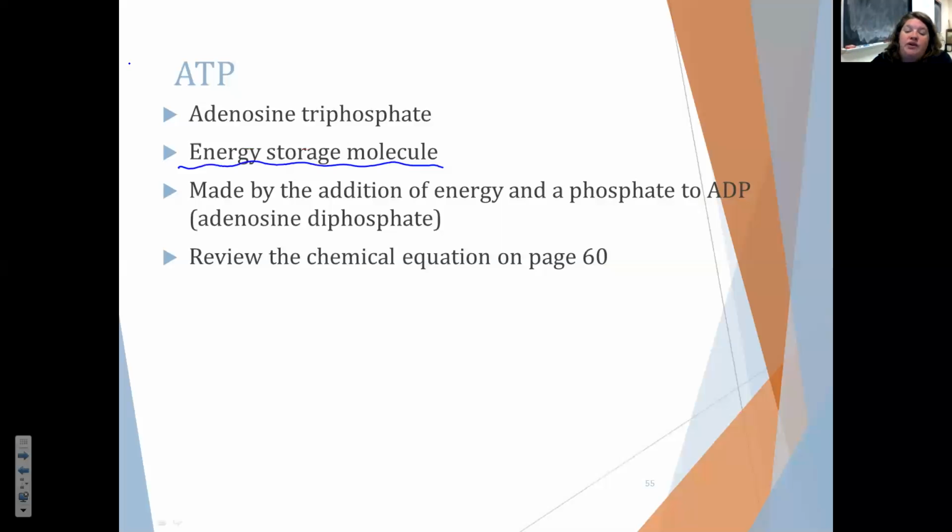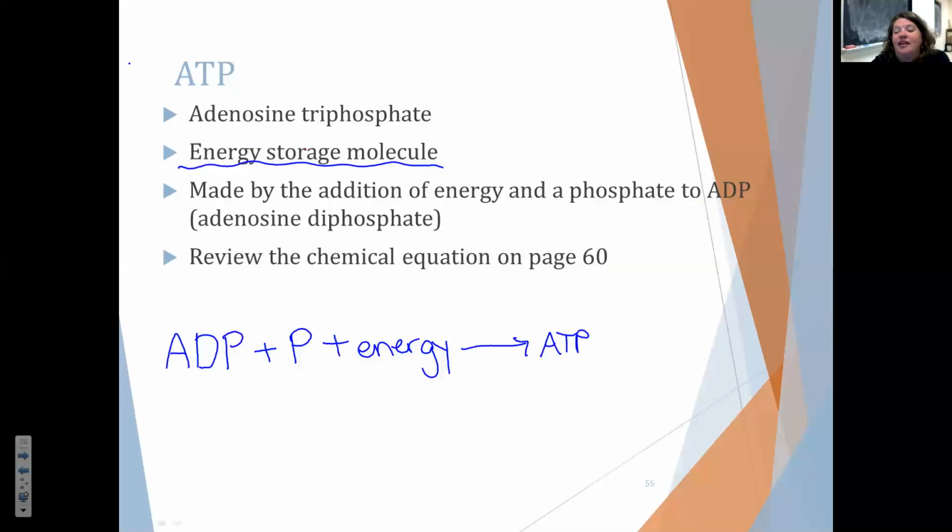The way that we create ATP is by taking an adenosine diphosphate, and we add a phosphate, and we add energy. And that's going to form ATP and water, since that's a dehydration synthesis. And then we break down ATP by hydrolysis, giving off that energy that can be used for cell work.